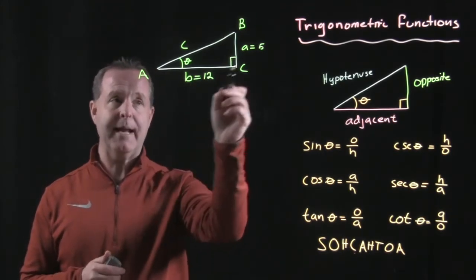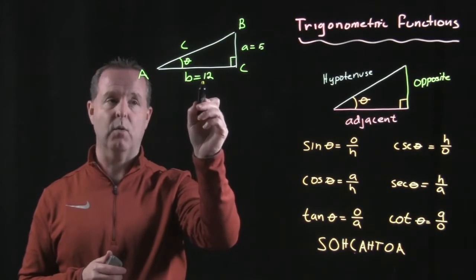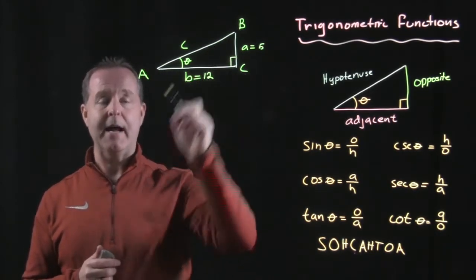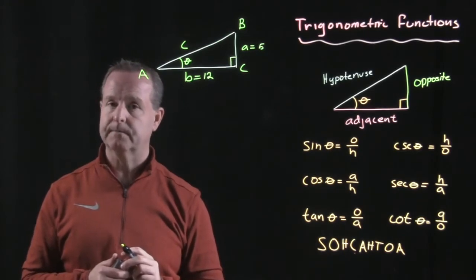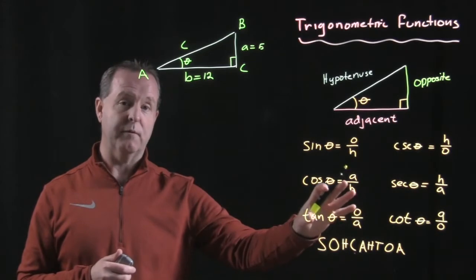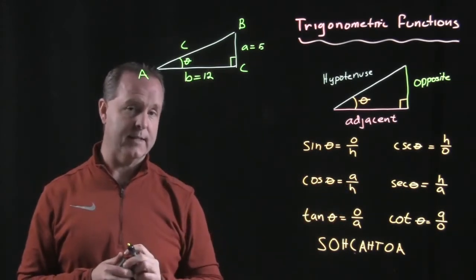I have both of the legs. One leg is 12, and the other leg is 5. And then I have the hypotenuse, which I do not know. So, how do we determine these functions? Well, first of all, we need to have measurements of all three sides.